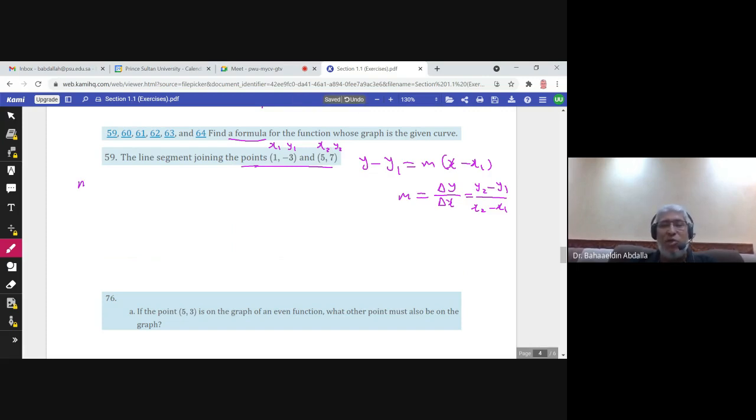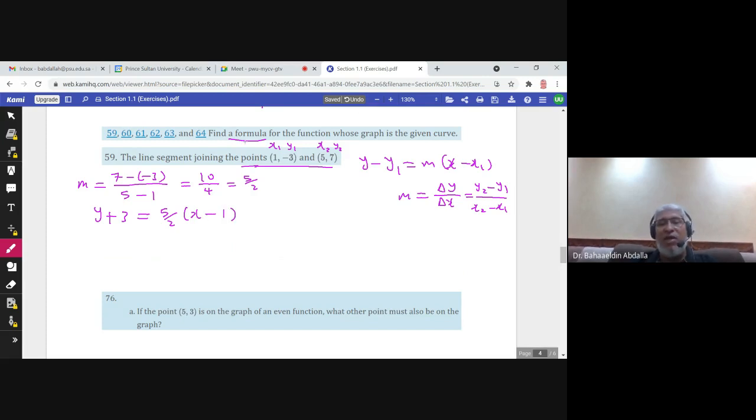You can make this x1, y1, and this one x2, y2. It doesn't matter. So the slope would be y2, which is 7, minus y1, which is minus 3, over x2, which is 5, minus 1. So this is 7 plus 3, 10, and 5 minus 1 is 4. So the slope is 5 over 2. Now you can choose any of these 2 points and put it in this formula. So the equation of the line is y minus y1, which is negative 3, so it would be plus 3, equals m, which is 5 over 2 times x minus x1, which is 1.